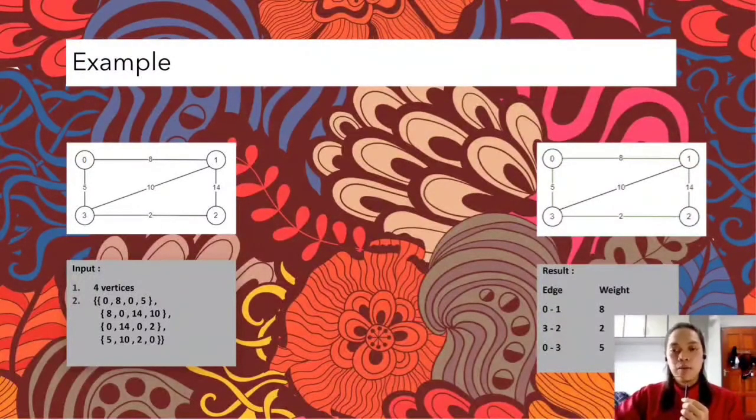So how do we know that this is the correct answer using Prim's algorithm to find the MST in the graph? To prove it, first, the total weight is the minimum, which is 8 plus 2 plus 5, only 15. And the second condition is that the result of the MST should not have cycles. Okay, so that's the proof that our coding is correct, and this is the result.